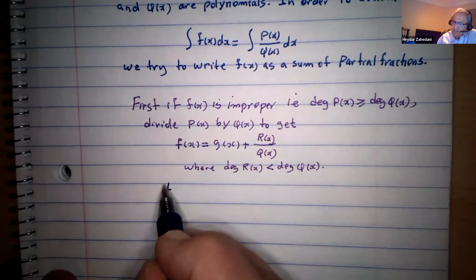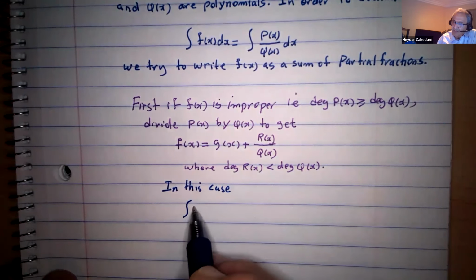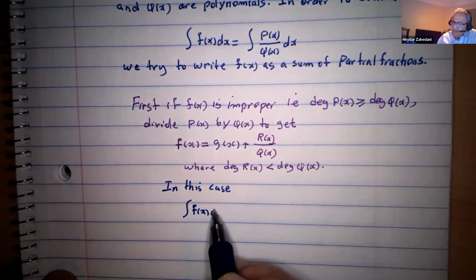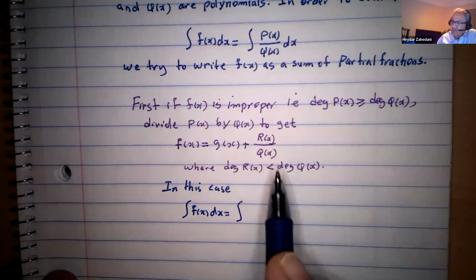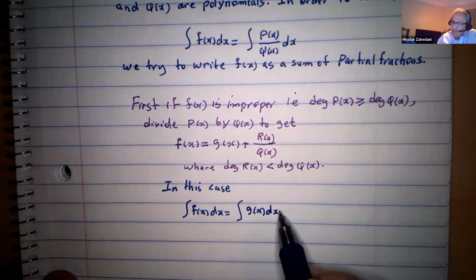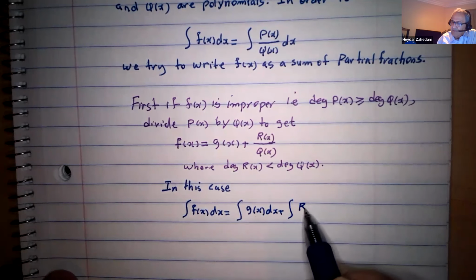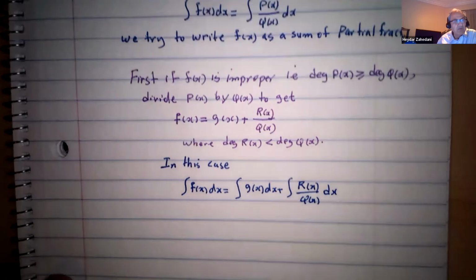In this case, you can integrate it right away. You arrive at the fact that the integral of f of x dx is going to be a sum of two functions: the integral of g of x dx plus the integral of r of x over q of x. So it's not a big deal if the degree of the top is higher, but you have to divide.